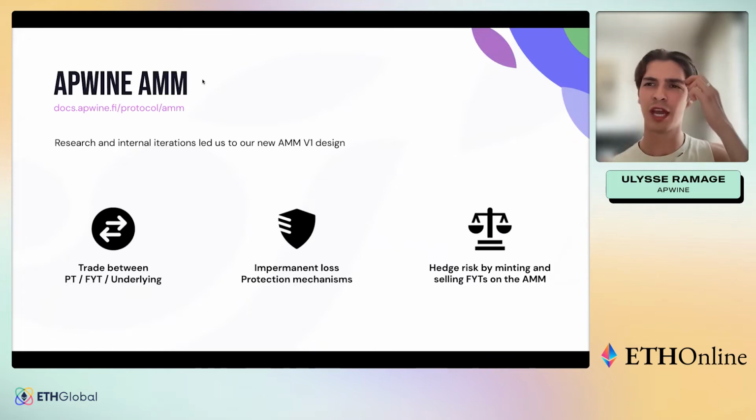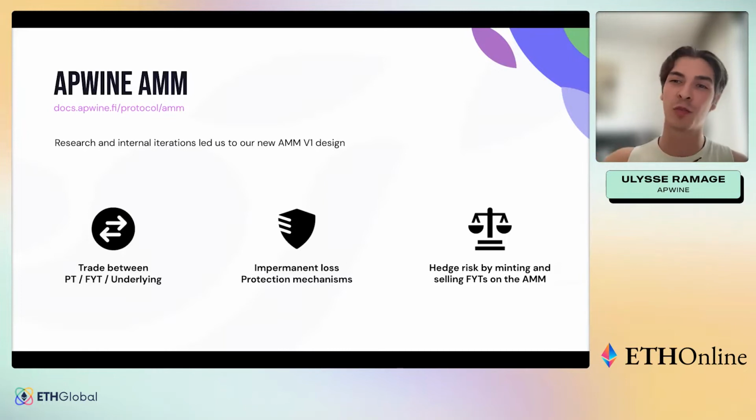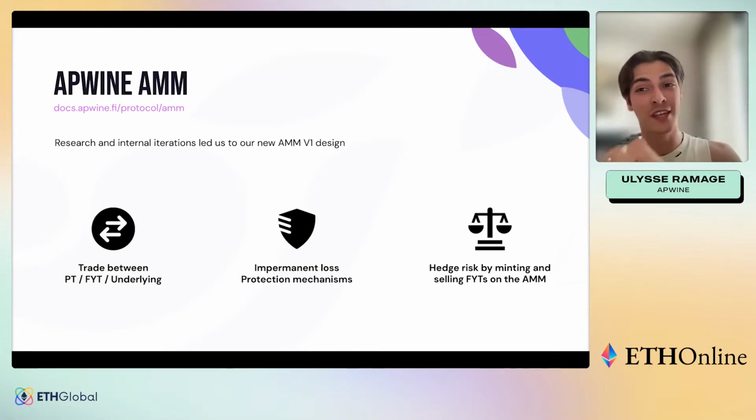Now, I'm not going to go through the APWine AMM too much in detail, but basically we've built this in-house, kind of like Uniswap or Balancer and so on. It allows you to trade your PT, IBT, and FYT together. So you can either buy PT at a discount, for example. This is basically a fixed rate, but not an advanced rate. And if you buy FYT, you get more exposed to the volatility. If you sell FYT, you get less exposure. So you get your yield in advance and at a fixed rate.